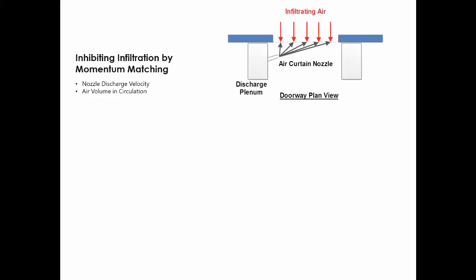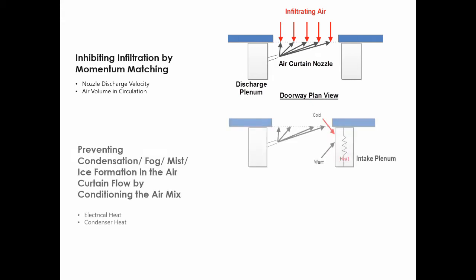HCR air curtains work by matching the momentum of this natural flow through the opening. The first step is to blow air across the opening at an angle to prevent flow-through. The second step is to condition that air using heat to prevent moisture or frost problems. This heat can be either electric or condenser waste heat.